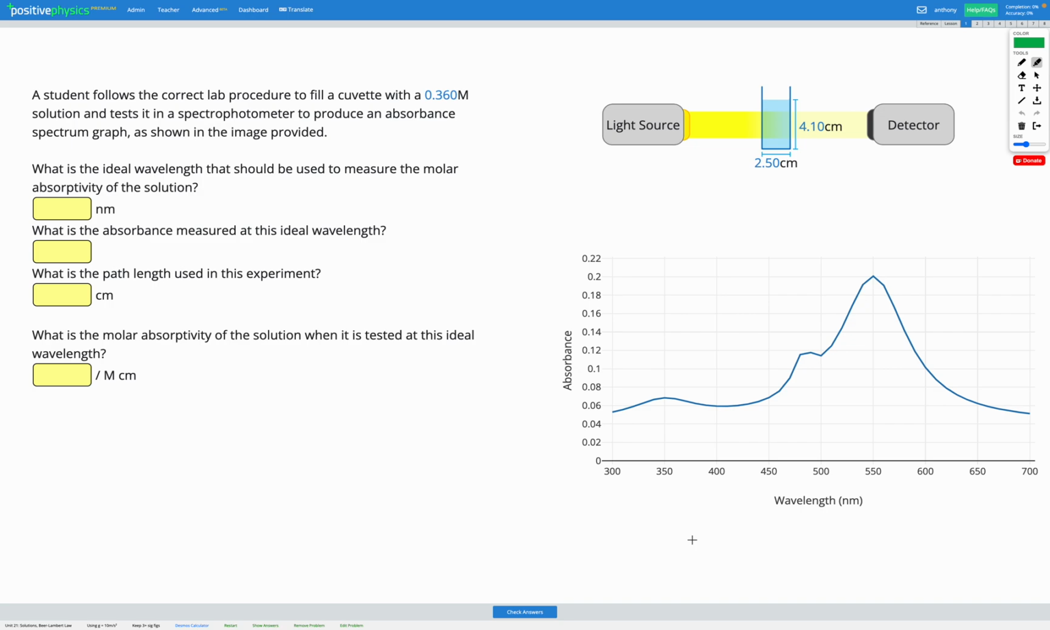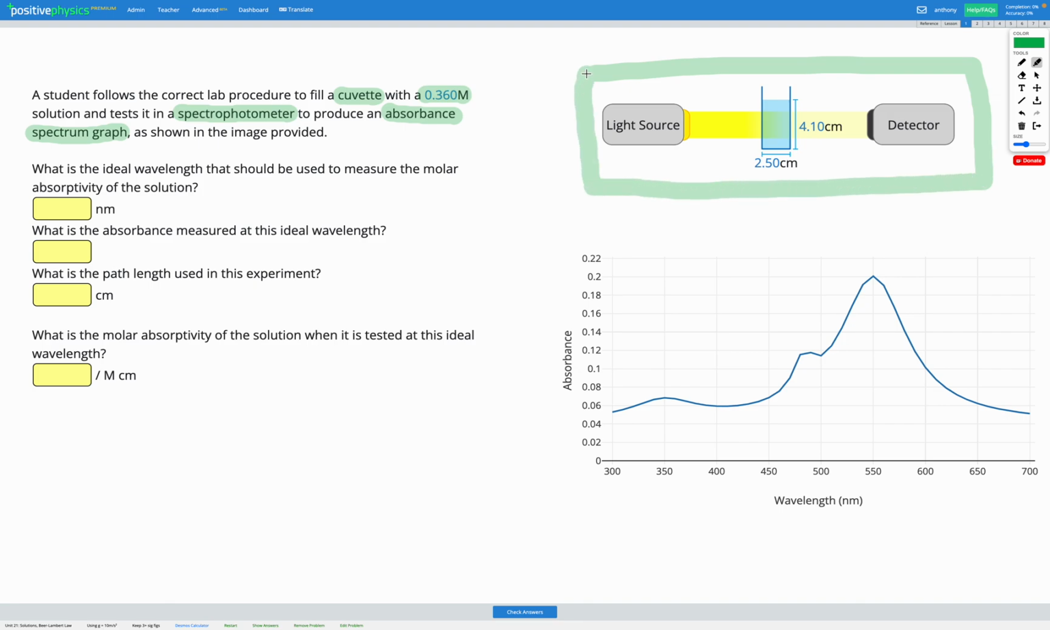In this question, a student follows the correct lab procedure to fill a cuvette with a 0.360 M solution and tests it in a spectrophotometer to produce an absorbance spectrum graph, as shown in the image provided. Okay, so the spectrophotometer, that's shown in this image here.